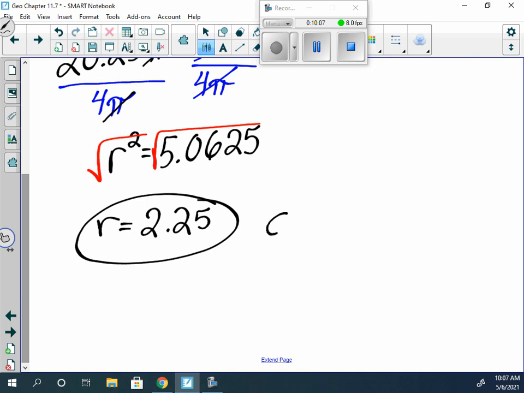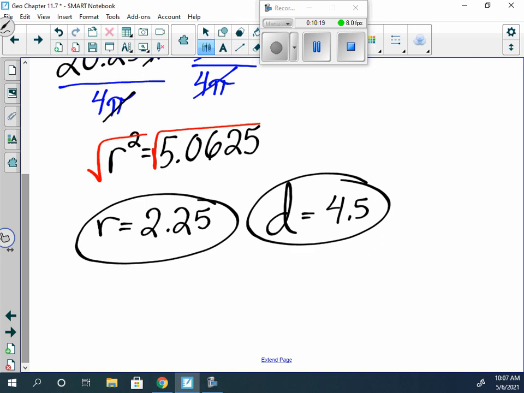Because it wanted to know the diameter, we just take this and multiply it by 2, which gives us 4.5. Because 2.25 times 2, or 2.25 plus 2.25, will give us 4.5. And that's it. That's all we have to do for this here. Any questions on any of this here?